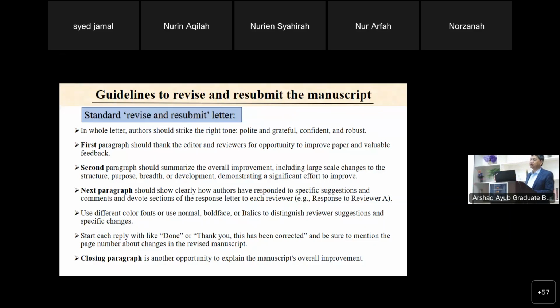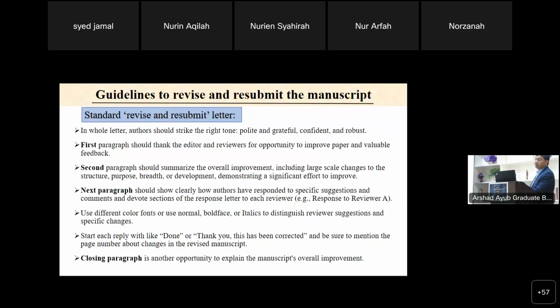The next paragraph should show clearly how authors have responded to specific suggestions and comments, in sections of the response letter for each reviewer. As I told you, my referee response was longer than the journal article itself. Use different color fonts or normal font and italics to distinguish reviewer suggestions and your responses. If the reviewer is in one color, your response is in another color. So the reviewer can pinpoint it, and it makes the editor's life easy. The editor knows what the reviewer comments are and what your response is.